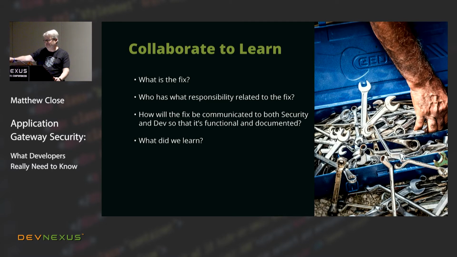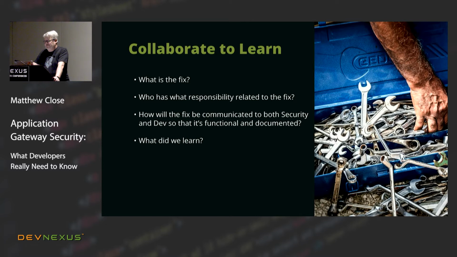All right, so the next phase in the strategy is collaborate to learn. What is the fix? The hope is once you know where the problem exists, you have a clear picture of the course in front of you to fix things. Was it traffic being blocked by the application gateway? Then the fix was probably an exception policy of some form by the security team. If they haven't come back to you to explain their fix, ask them to. They owe it to you so you can anticipate in the future.